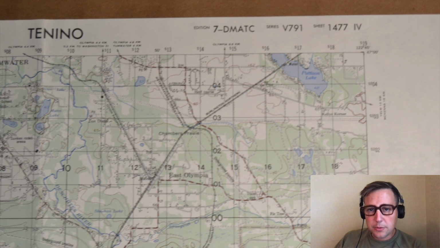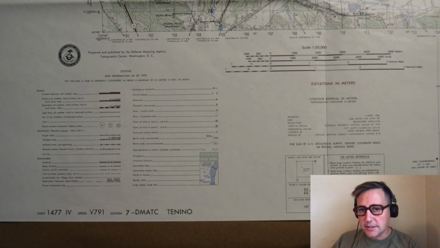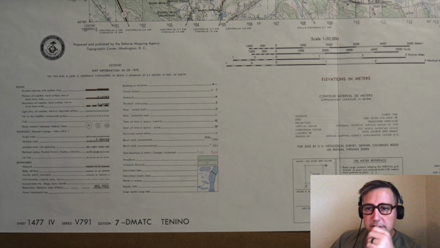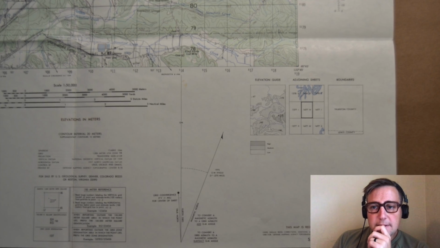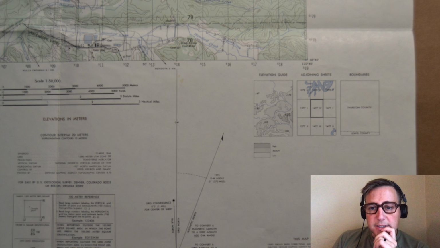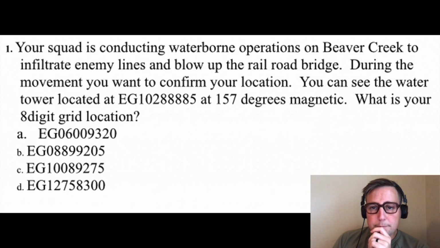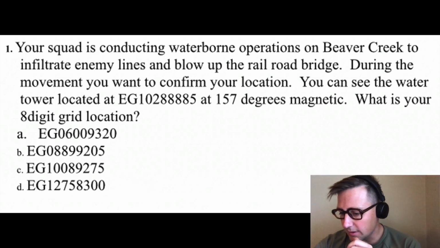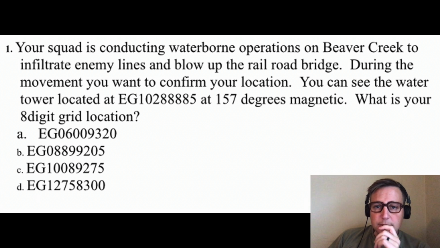Things you need to know: the map name's Tenino, state's Washington. The scale is 1/50,000. Down there, the adjoining sheets and the magnetic declination.